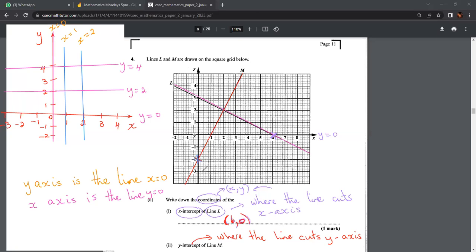Now, they never told you to put y is equal to -2. They want the coordinates, which means the x and the y. Now, on the y-axis, x is 0. You have to know that. So it's going to be 0, and then it cuts the y-axis at -2. So it's going to be 0, -2.